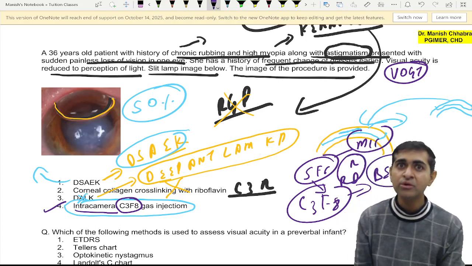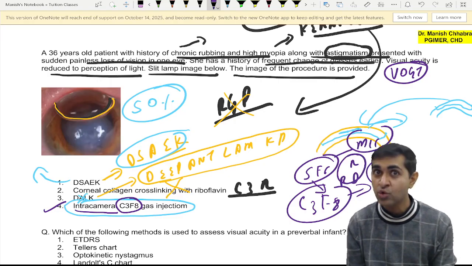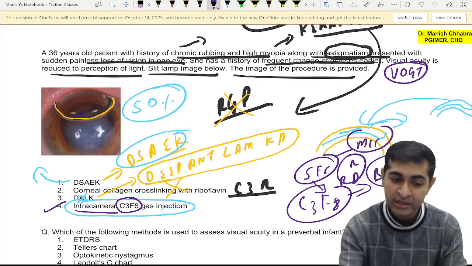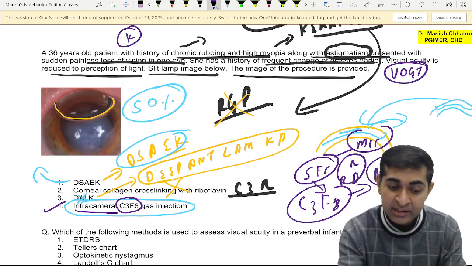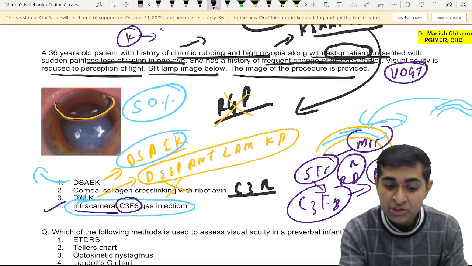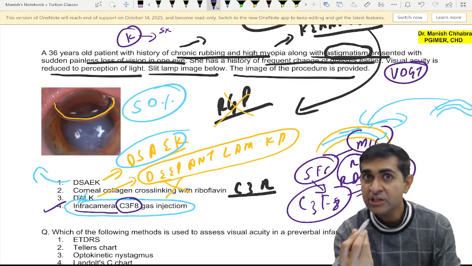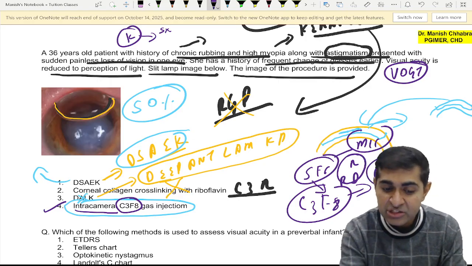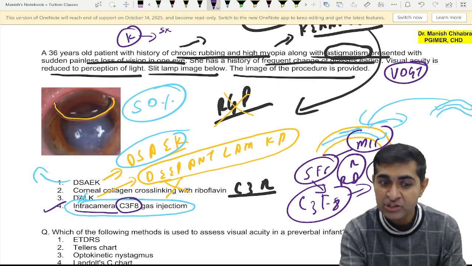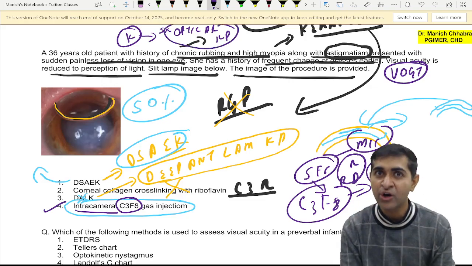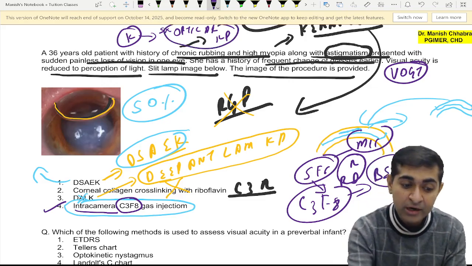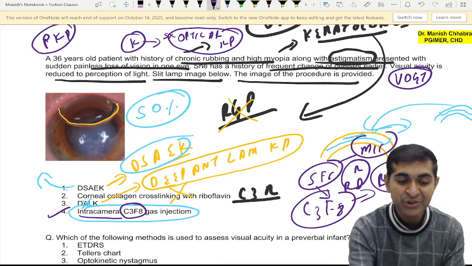Okay, now why in keratoconus? Another important point I have discussed in my classes: what is the surgery if C3R fails? What is the best surgery for keratoconus? It is always optical keratoplasty, and because there is generalized thinning of the cornea, you always go for penetrating keratoplasty.